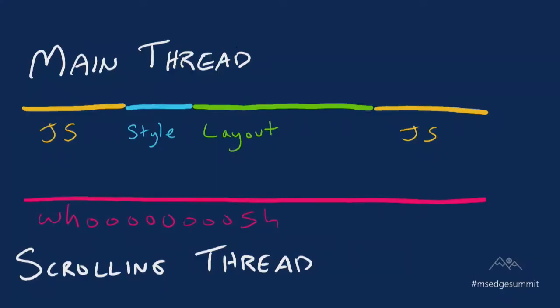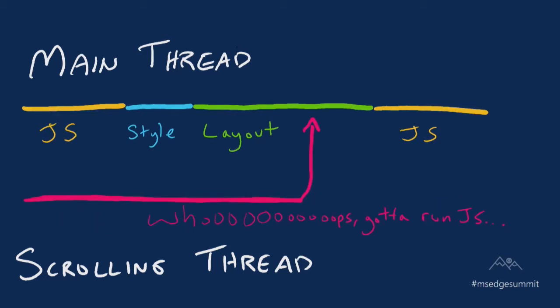So what that does is it takes this nice situation where we've got JavaScript, style, layout, all in the main thread, and then scrolling on a separate thread, and it makes the scrolling thread go, wait a minute, I actually got to go back to the main thread, I got to go back to the traffic jam, right? And I got to go queue my JavaScript to run. And even if your JavaScript callback is really small, you got to wait in line. You got to wait for layout to finish, style to finish, any other JavaScript operations that might be queued up, you got to wait for those to finish too.